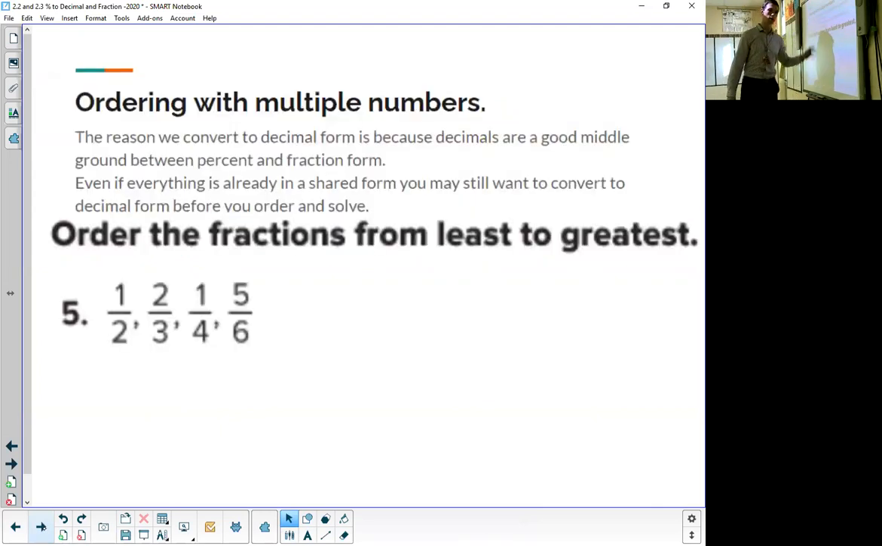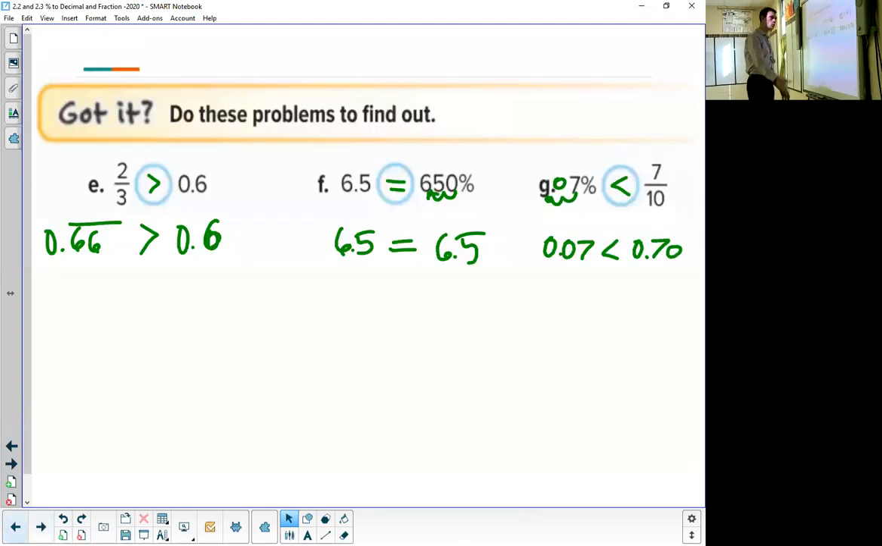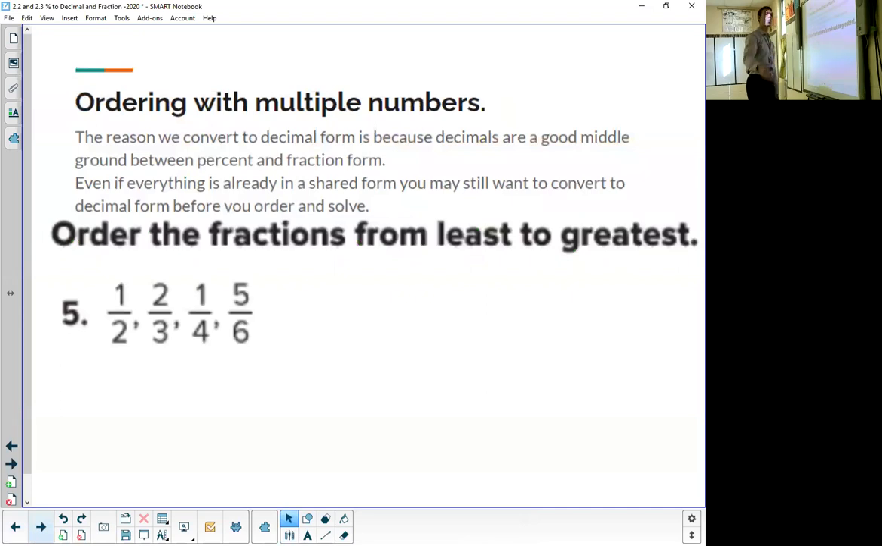So, ordering with multiple numbers. We are able to compare numbers with each other. That's very good. But what about ordering now? The reason we convert to a decimal is because it's a very good middle ground. We're able to compare percents and fractions by making them into decimals. And even if something is already in a shared form, such as these fractions, it might be a good idea to convert it into a decimal.